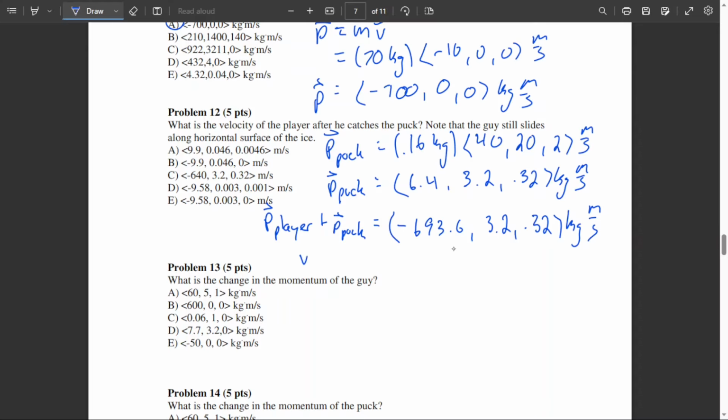So, velocity together is going to equal their momentum over their mass. Their total mass is 70 kilograms plus 0.16 kilograms. So, that's going to give us minus 693.6 divided by 70.16, minus 9.89, and then small numbers for the other two components.